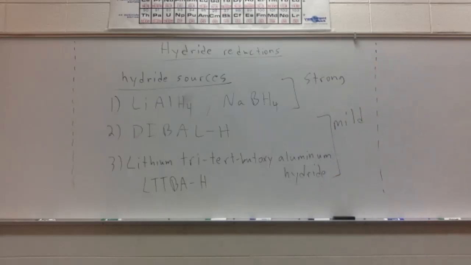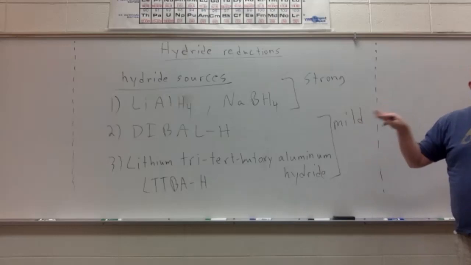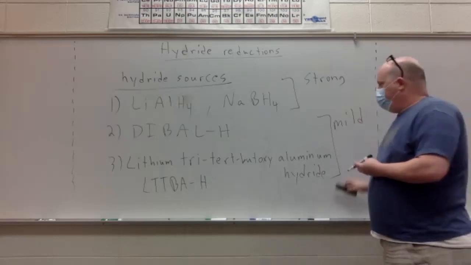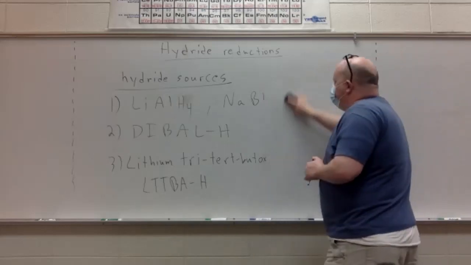It's kind of like going back to when we did oxidations of alcohols. Y'all remember, we said PCC was a mild oxidizing agent, and something like potassium dichromate was a really strong one. Kind of the same thing. So these are going to be the primary hydride sources that we're going to be working with. Now let's see how we can use them.